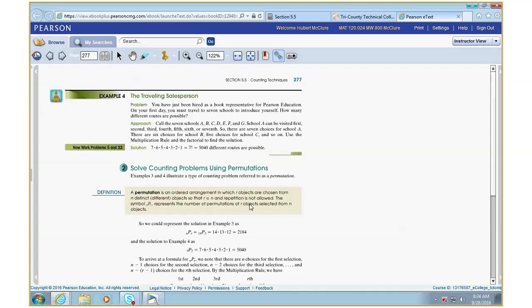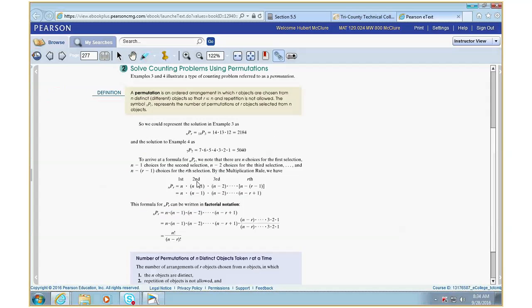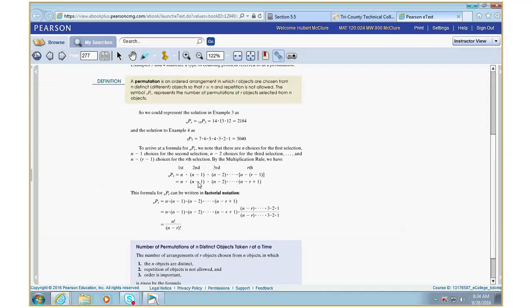Permutation. Permutation has one word in it that separates it from combination, and that word is what? Order. So you need to make note of that. Permutation equals order. Combination, no order. Write that down. And that's page 277.